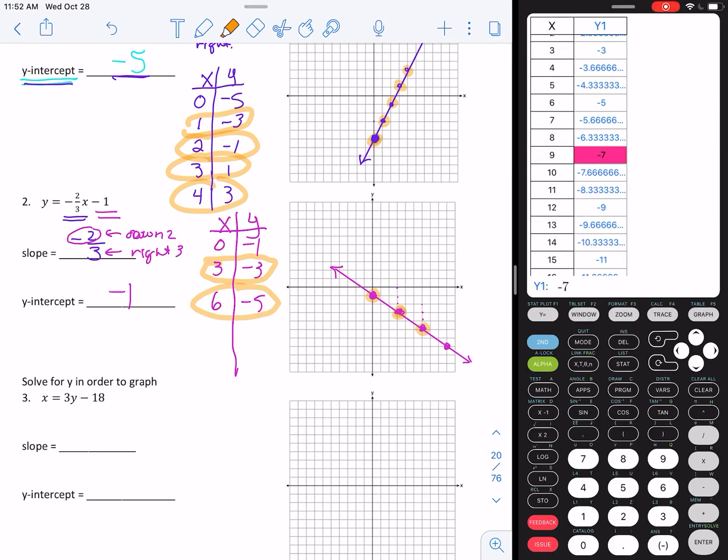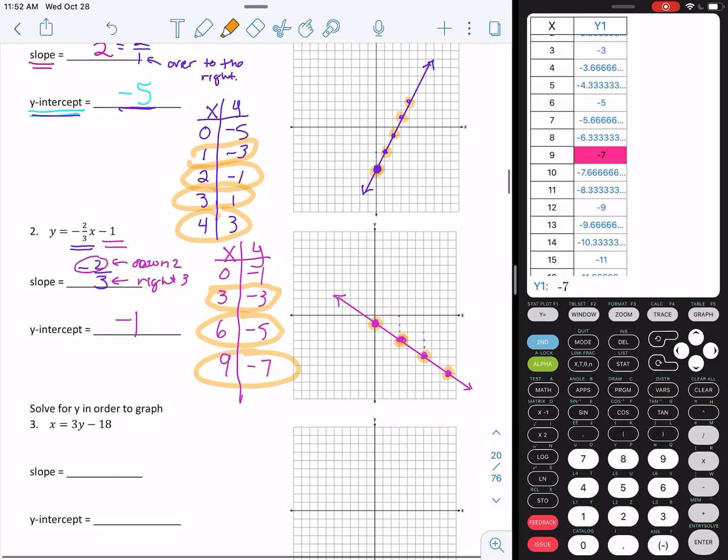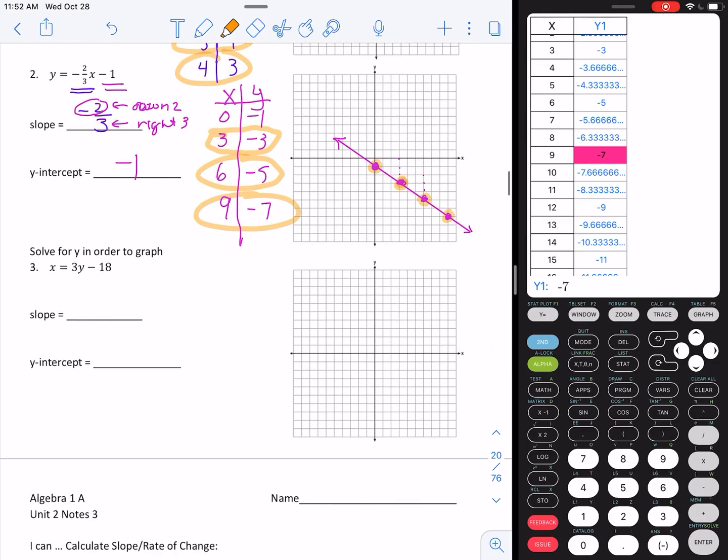9, negative 7: over 9 and down 7. It's going to be this one right here, 9, negative 7. So either way, it's good to see the connection. Okay, and then the last one is a little bit harder.